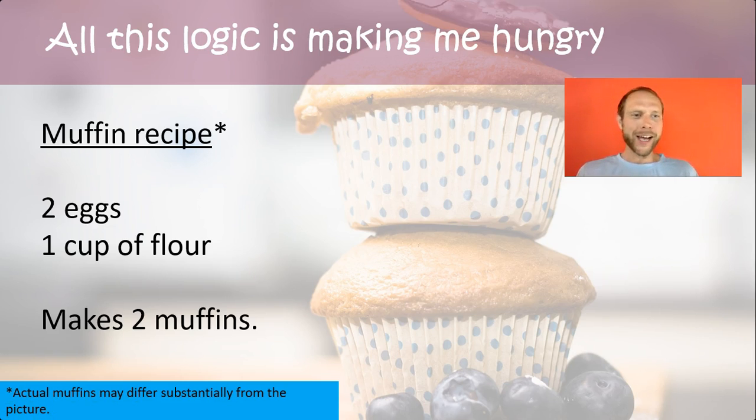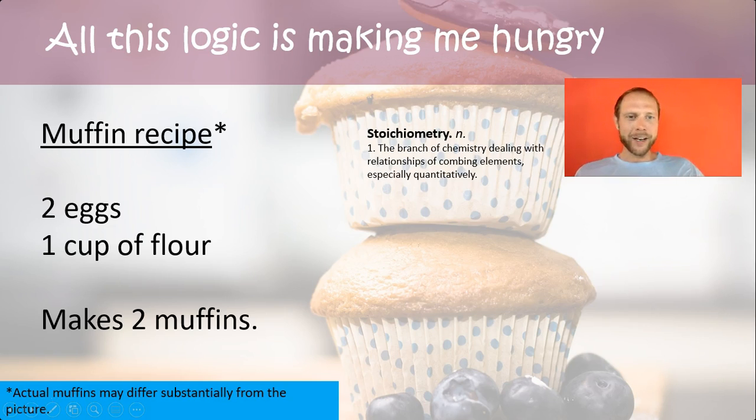So anyhow, all this logic was starting to make me hungry a little bit, so I got out my second example of a context-based learning approach, and this is what I do in some actual, more advanced chemistry courses that I teach. We get to this topic called stoichiometry, the second giant word that I introduced you to. And again, you could look it up on the internet. It's the branch of chemistry dealing with relationships and combining elements, especially quantitatively, whatever that means.